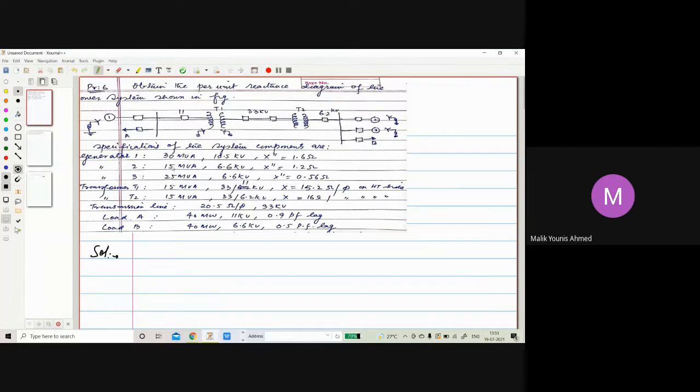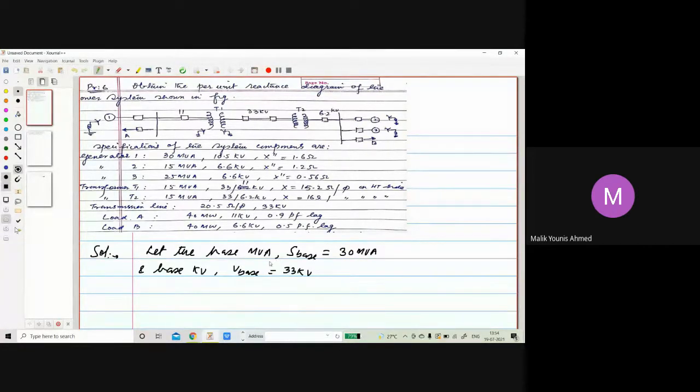So we have to choose a base. Let the base MVA be, last time we have taken the same base MVA. Let the base MVA, that is S base, be equal to 30 MVA, and base kV, that is V base, is equal to 33 kV.